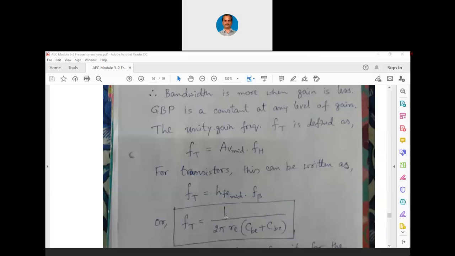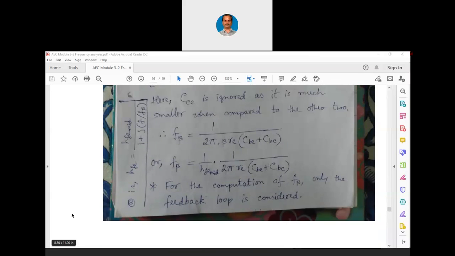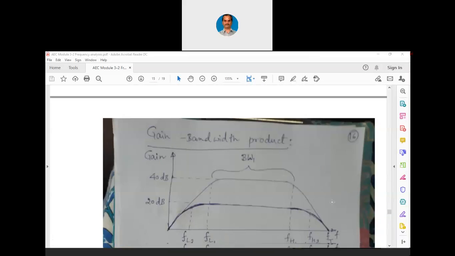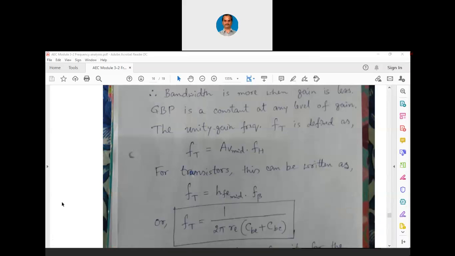So Ft is 1 over 2 pi R into CBE plus CBC, because we already have an expression for F beta. You already have this expression, right? We have the expression for F beta, 1 over HFE mid into 1 by 2 pi R into CBE plus CBC. That we are going to substitute here. Now here we have Ft equals 1 over 2 pi R into CBE plus CBC, because this HFE mid gets cancelled with the one in the denominator.